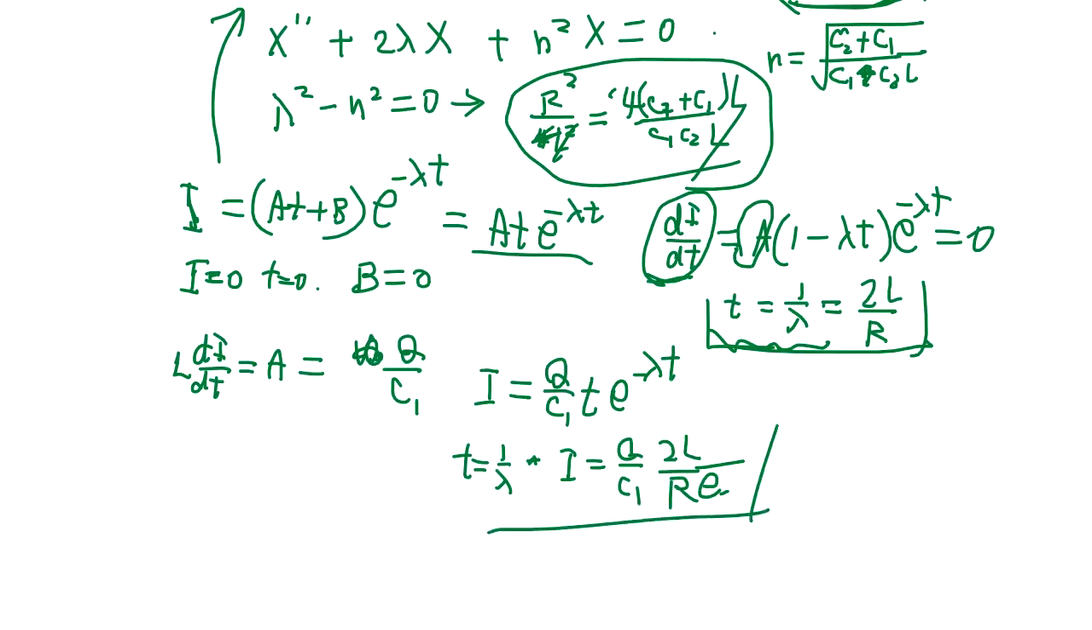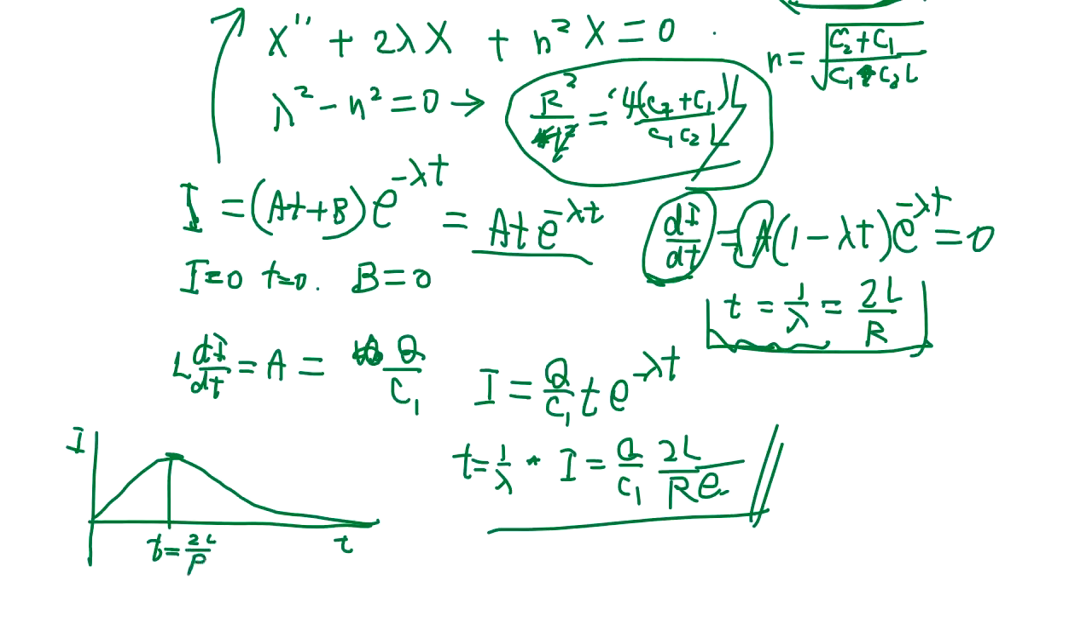Okay, so what happens is this attenuation is like current versus time. It goes up and goes to zero, and this is the maximum. t equals 2L over R, and the maximum value is this guy.